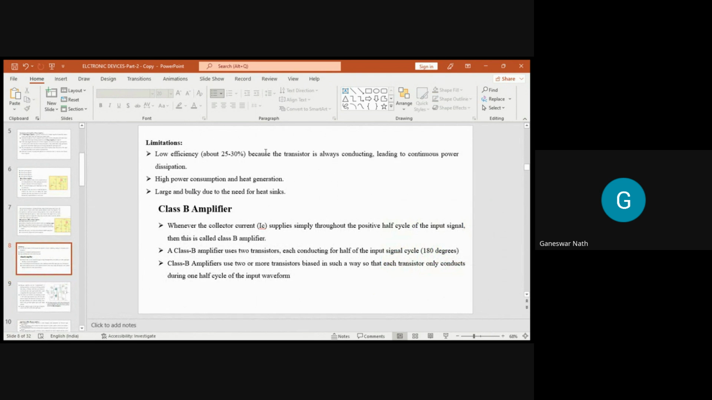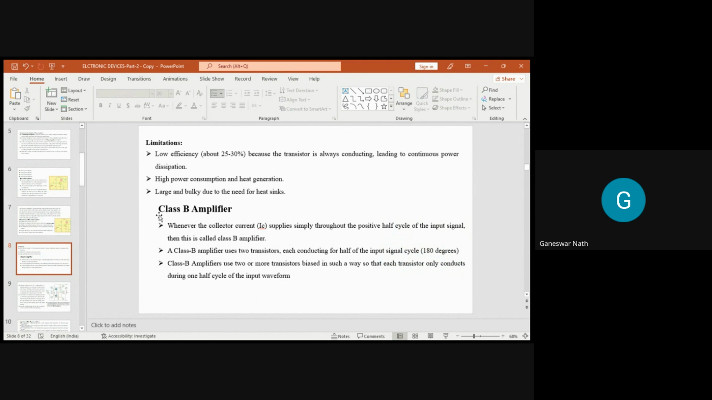It has low efficiency because the transistor is always conducting, leading to continuous power dissipation, high power consumption, and heat generation. It is large and bulky due to the need for a heat sink. These are some of the limitations of the class A amplifier.